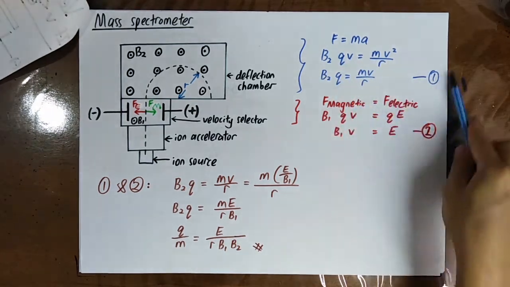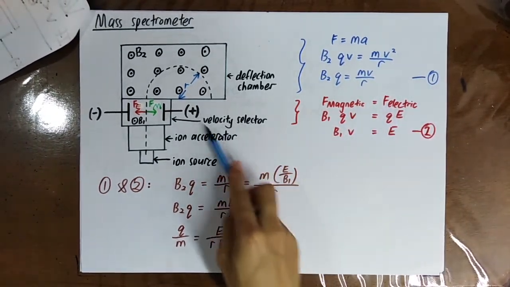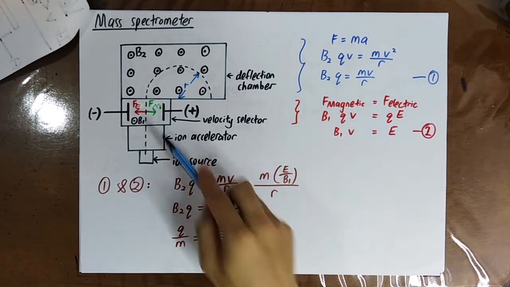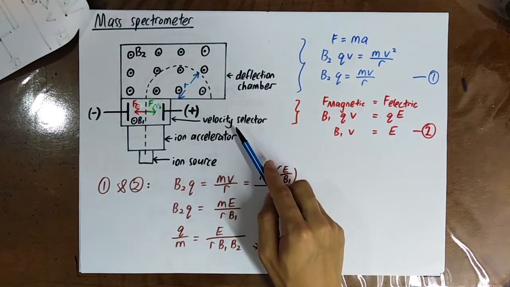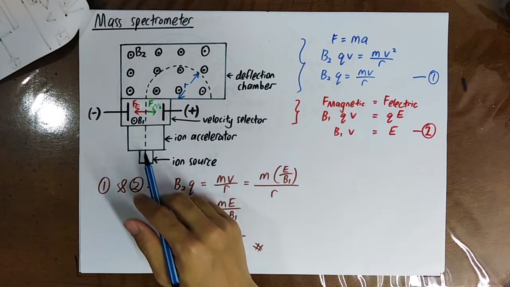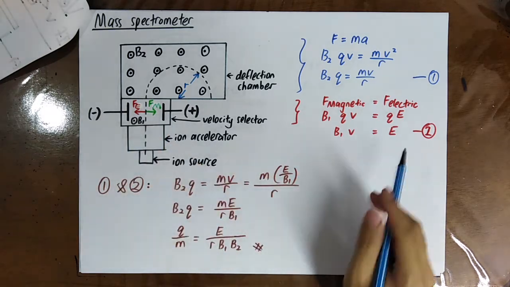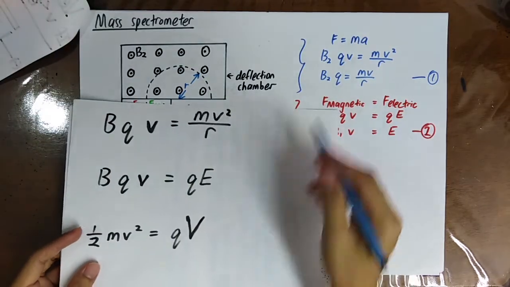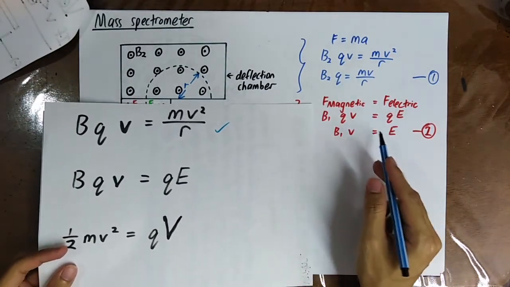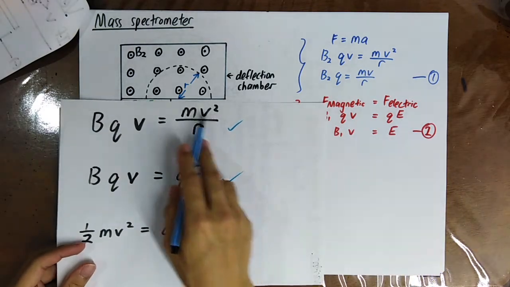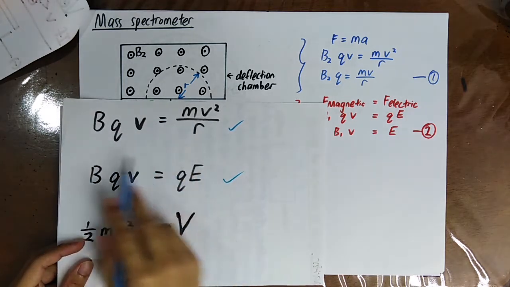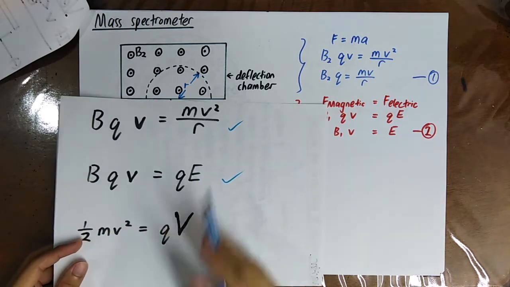By using these two formulas, you know that inside the velocity selector, only if the velocity of the positive ion has this value can the positive ion come out of the velocity selector. Otherwise, the ions can never come out. By using these two formulas, you can find the charge to mass ratio. You use this formula when the magnetic field provides the centripetal force, and you use this formula when it comes to the velocity selector.